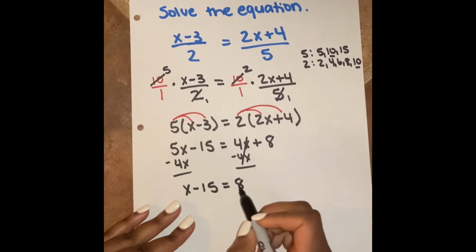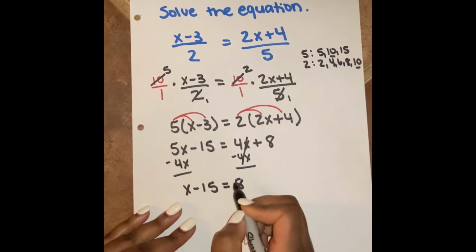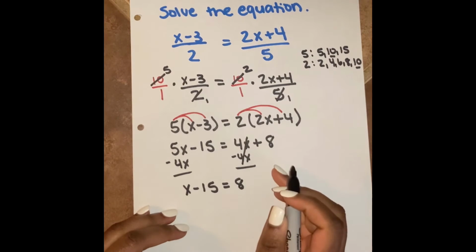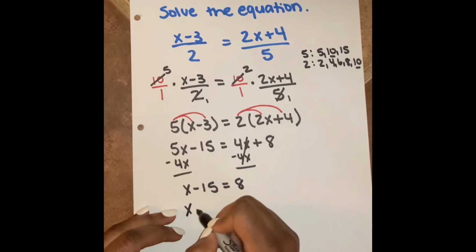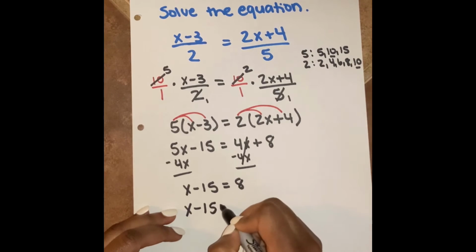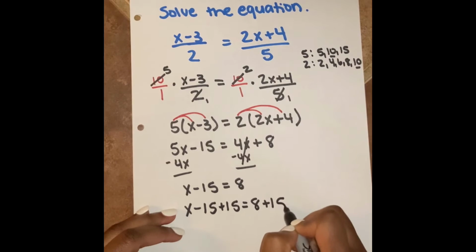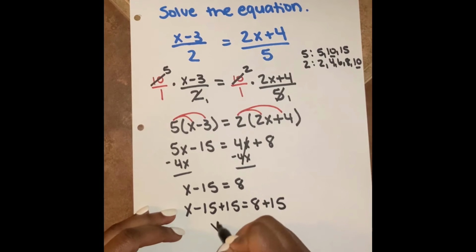So then we're going to say, to get x by itself, we're going to add 15, and what we do to one side of the equation, we do to the other. So that's x minus 15 plus 15 is equal to 8 plus 15, and x is equal to 23.